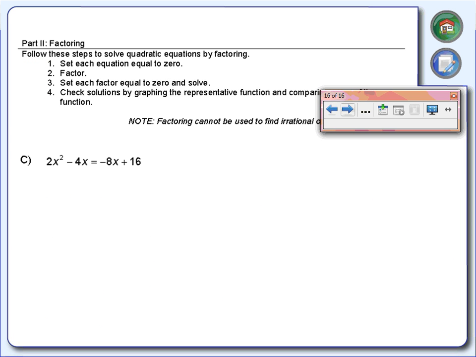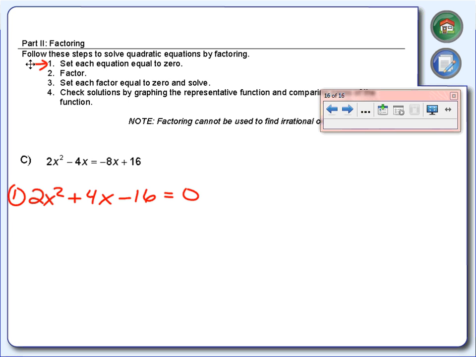All right, here we go. C. Again, same thing. First thing we need to do is get the equation equal to 0. So I'm going to go ahead and move the 8x's over to the left, so I'm going to add them. So I've got negative 4x plus 8x, which is going to give me 4x. I'm also going to take that 16, move it to the left, which now gives me a minus 16. Now I've got the equation equal to 0. Got to have it equal to 0 first.